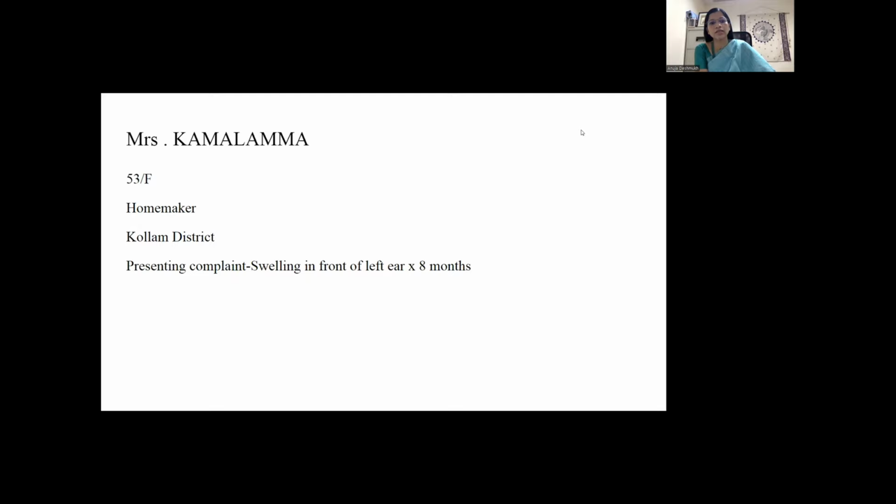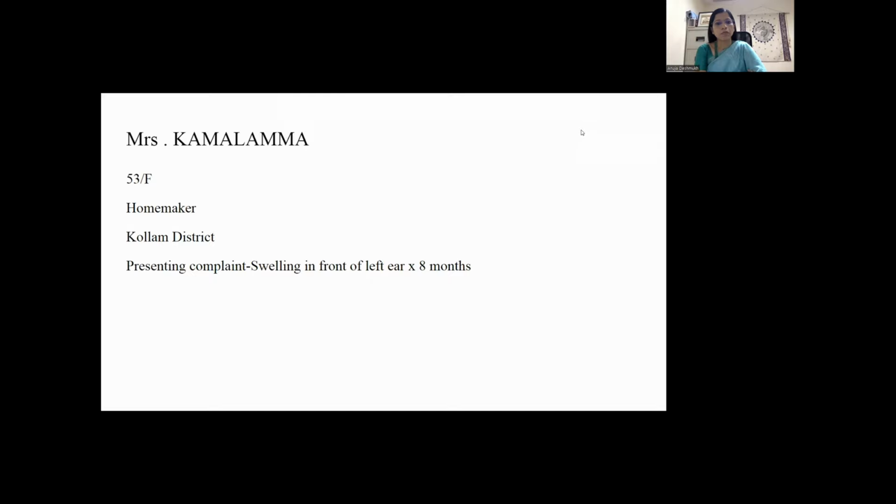Ma'am, this present swelling she's had for the last 8 months. She did give a history that she was operated on 20 years back for a swelling in the same region. After the surgery, she was asymptomatic and apparently normal. Since the last 8 months, she's had the swelling, which has been gradually progressive, and now it has come to the present size.